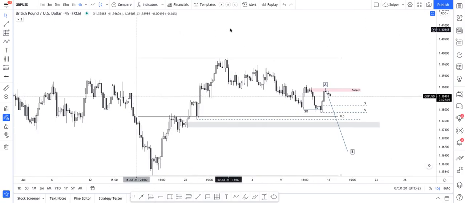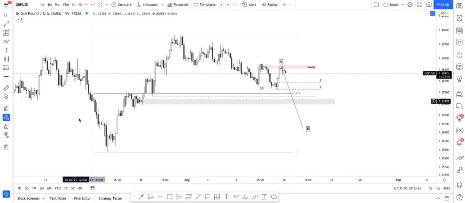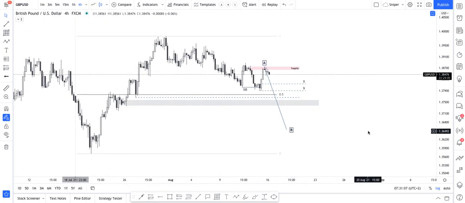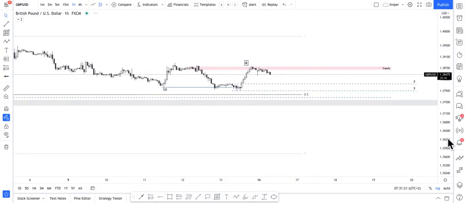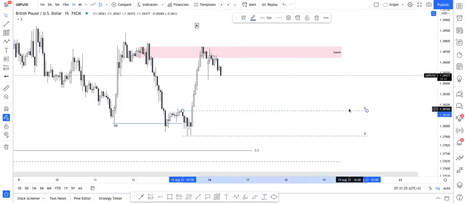It's not going to make any sense to us. So we're in this area now. So now we can drop down to the 1 hour and identify the next steps. And this is the 1 hour, where the real stuff happens, and that is where we ideally get our trades from. So here we are on the 1 hour.